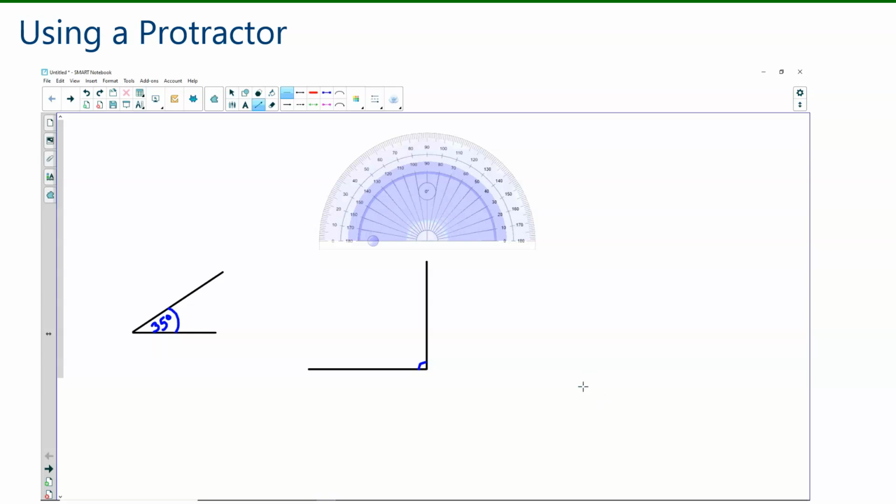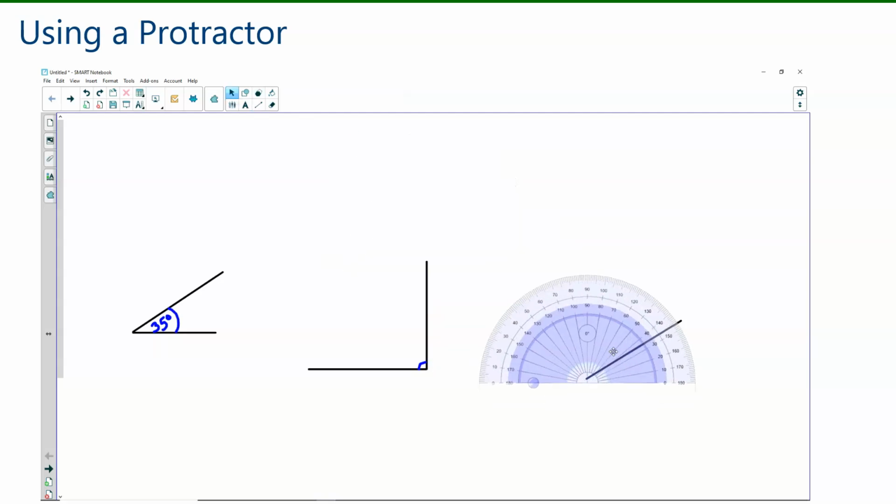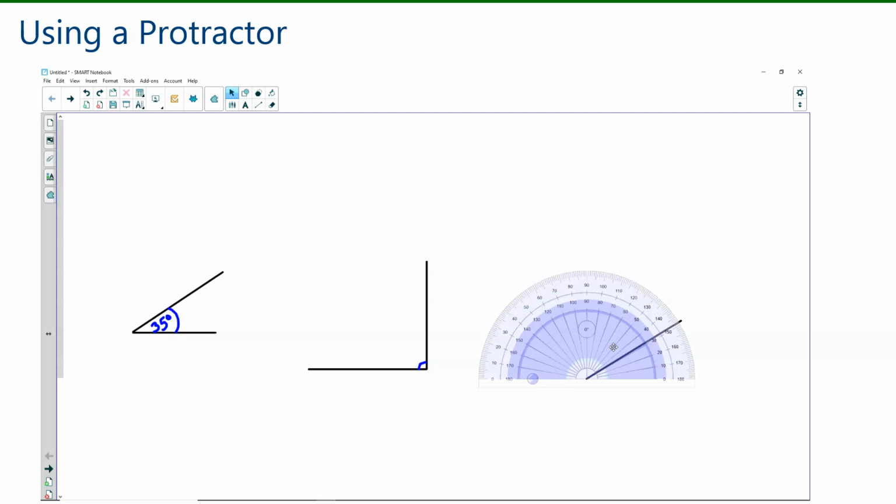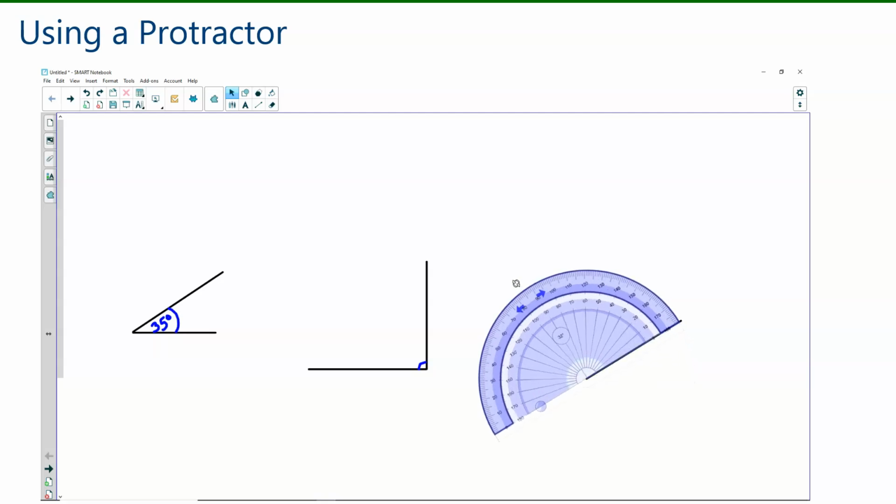Now this time I want to draw an angle where the line is on a diagonal, as it may not always necessarily be horizontal, like in the first two examples we did. So you place the crosshairs at the end of the line. You just got to rotate your protractor so it lines up.